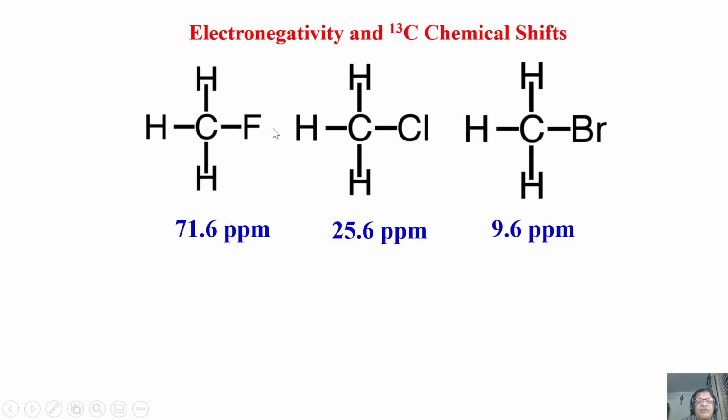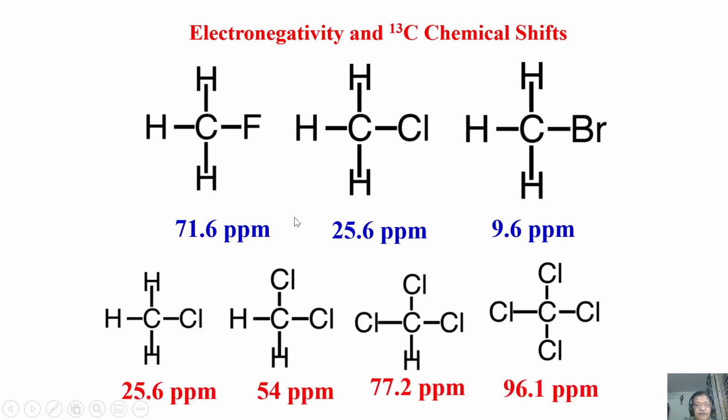So depending upon the substituent, the electronegativity of the substituent, the chemical shift of the carbon starts changing like this. Bromine is the least electronegative compared to chlorine. It is 9.6. Chlorine is less electronegative compared to fluorine, and it comes at 25.6, and fluorine is the most highly electronegative atom. When it is attached to this carbon, it comes at 71.6. Now you can see that here also.